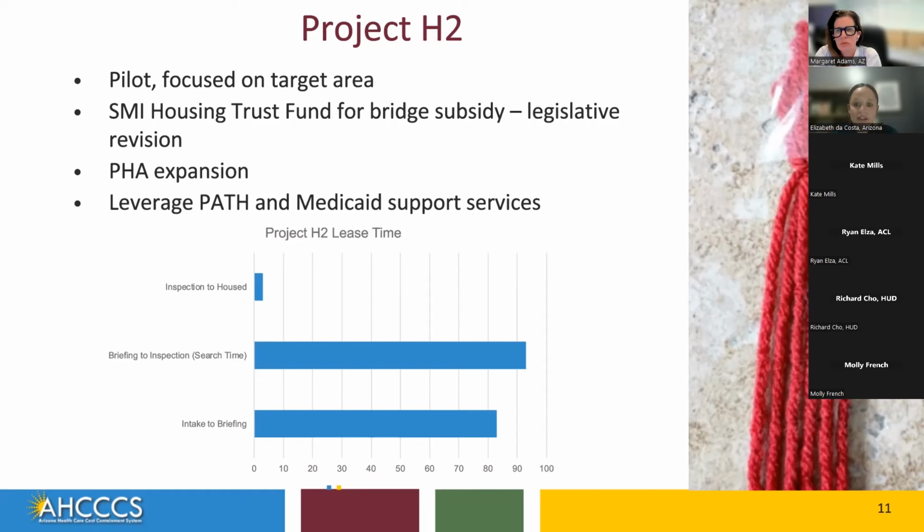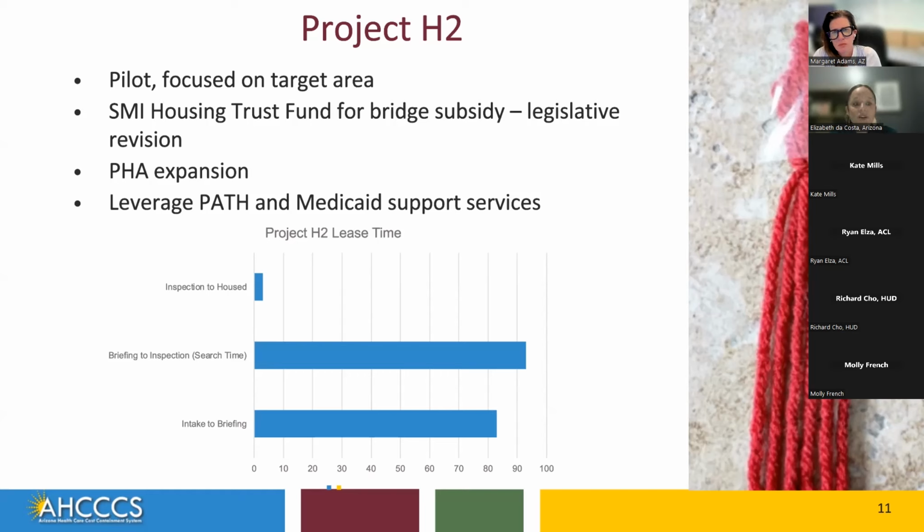We also expanded our PHA, so we moved beyond just the city of Phoenix and opened it up to the city of Tempe, and then also the Housing Authority of Maricopa County. What we found was that when the Medicaid providers were trying to outreach the members, they had a long period of time before they could actually complete that full assessment and that integrated care plan. And so we needed to start leveraging alternative resources to be able to perform the outreach services.